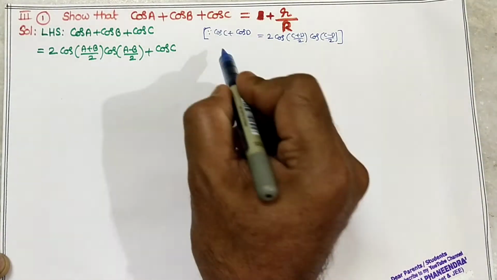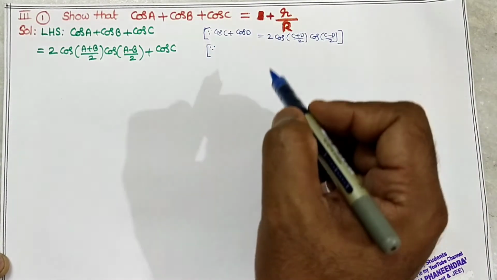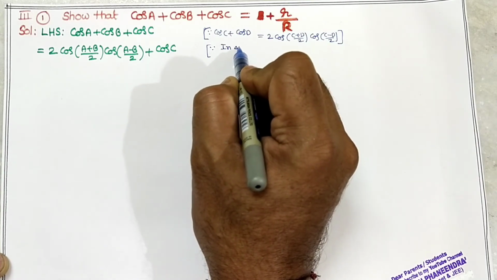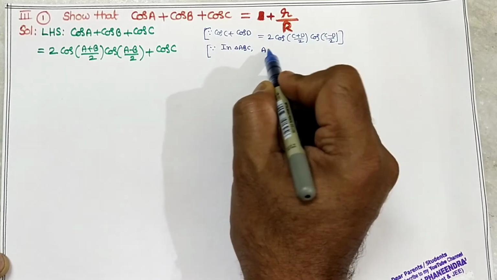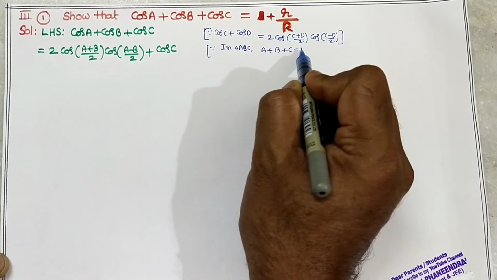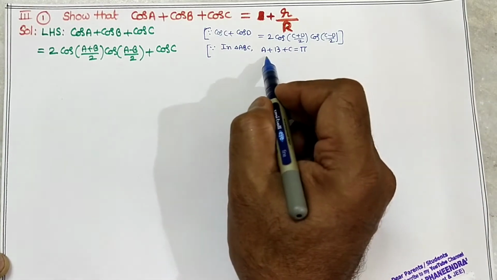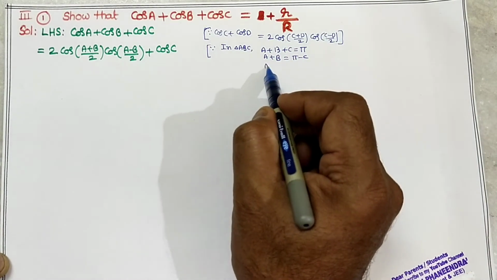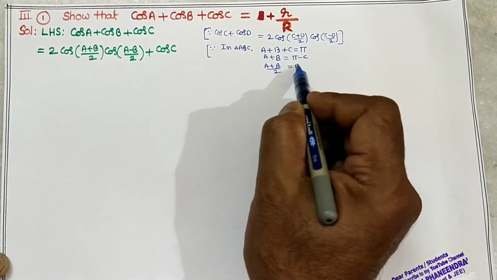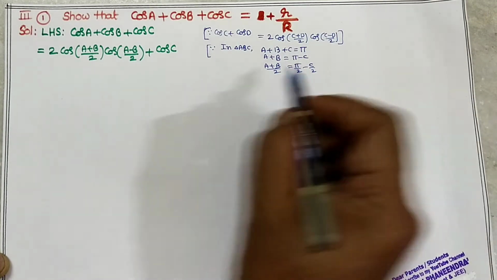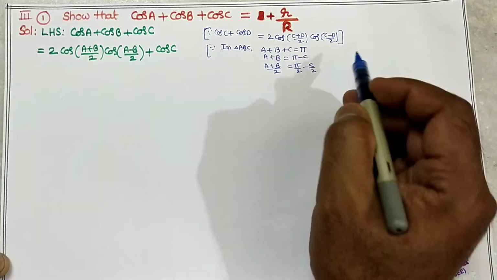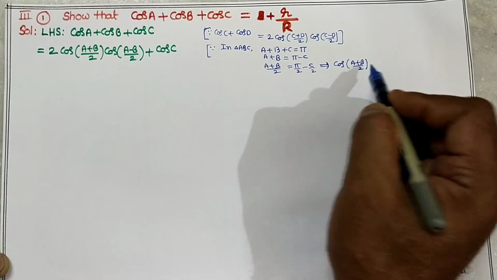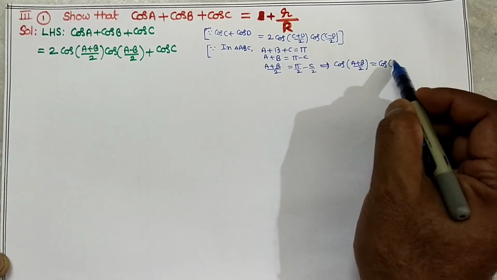Again, in all the problems related to the properties of triangles, we use the triangle ABC, where A plus B plus C equal to 180, that means pi. So I want here the A plus B value. A plus B equal to pi minus C. A plus B by 2 equal to pi by 2 minus C by 2. After that I want to get the value of cos of (A plus B) by 2, no? So taking cos on both sides, cos of (A plus B) by 2 is equal to cos of (pi by 2 minus C by 2).